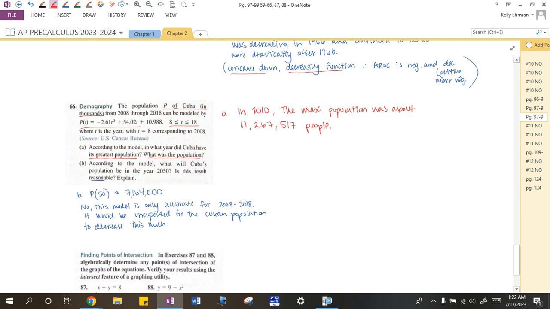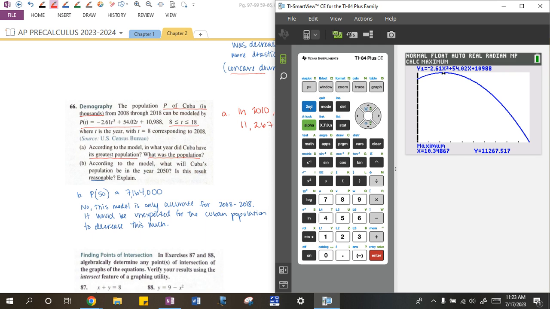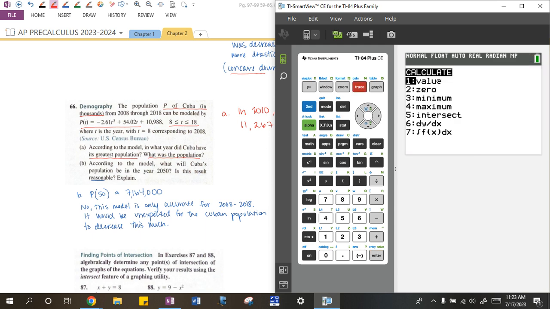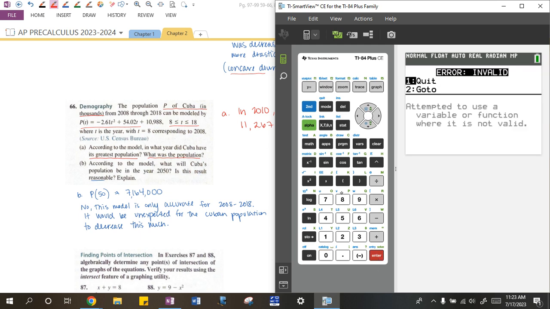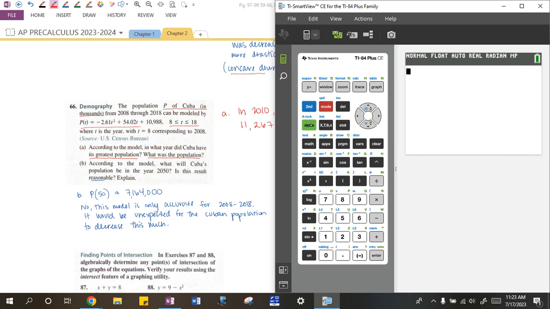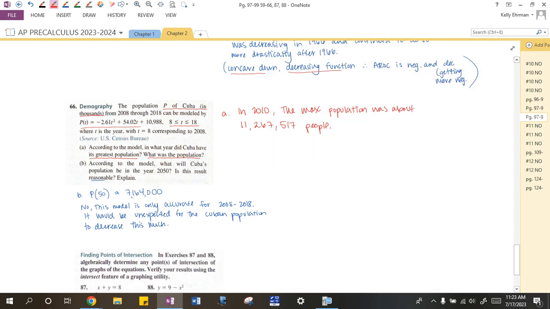According to the model, what will Cuba's population be in the year 2050? So plug in 50. You can't do value 50, because 50 is outside of my window. But this is in Y1, so you could do alpha trace Y1 of 50, and it will give you that answer. Remember to multiply that by 1,000, but that would mean that the population only went from 11 million to 7 million. So do we think this is accurate? Do we think it's reasonable?